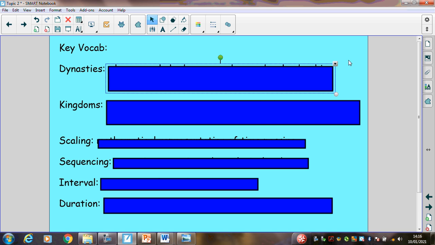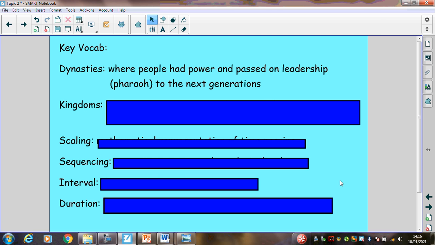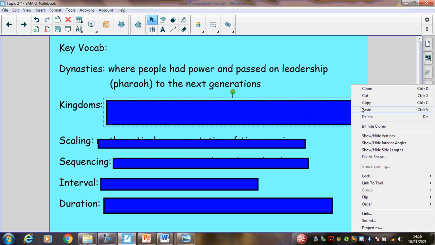Okay, so dynasties. Dynasties are where people had power and passed on leadership, so the pharaohs, to the next generations. A bit like our royal family, basically. It's a dynasty. When the old king or queen dies, the rule or the power, the leadership role, is passed on to the next generation, their firstborn child. So the dynasties in ancient Egypt are basically the royal families, the pharaohs, and how they passed on their power to their descendants, essentially.